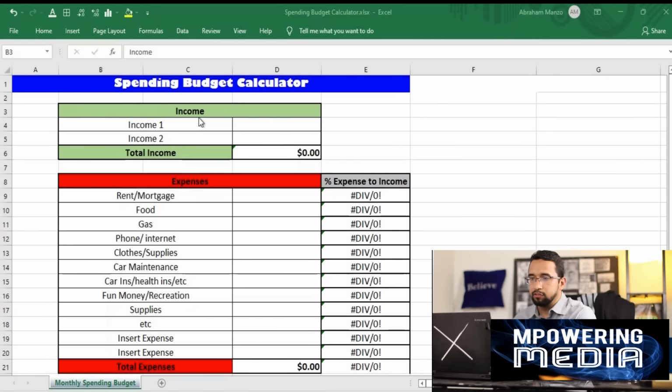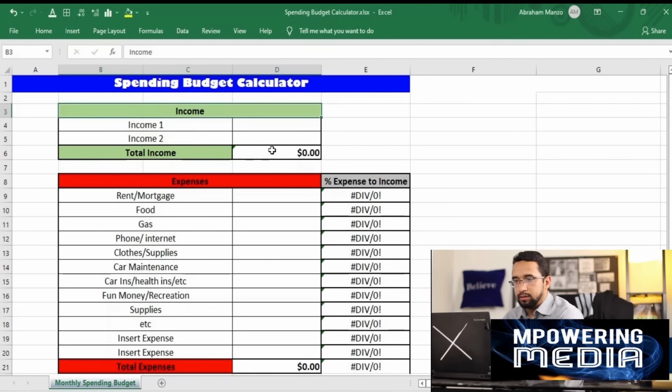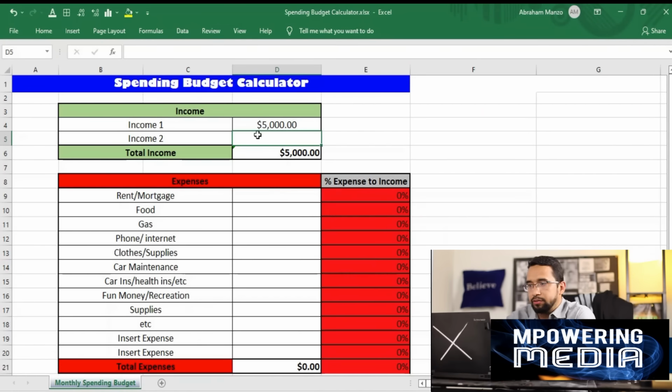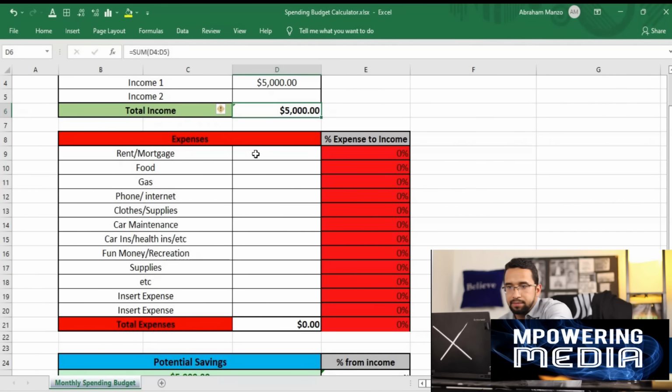Okay, so here is the spending budget calculator. As you can see, the first section, the income, is color coded green. You would enter your income. And I suggest you do this all based on the same time period. So for example, if you're doing this based on a 2-week period, make sure you fill everything out based on the 2-week period. Or if you're doing it every month, do it on a monthly basis. So here the income I've entered, for example, 5,000. If you got a second source of income, you can enter it under the second line and it'll calculate the total income.